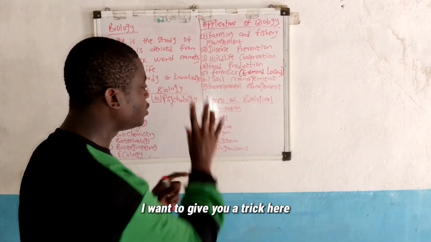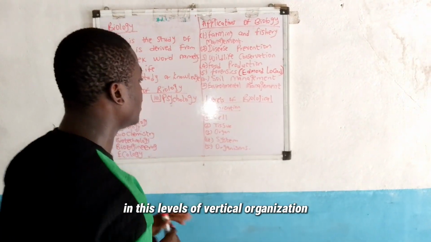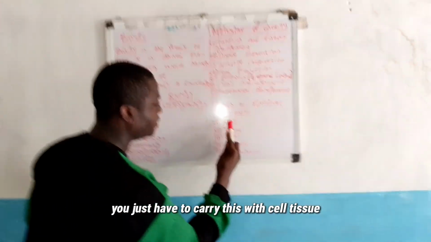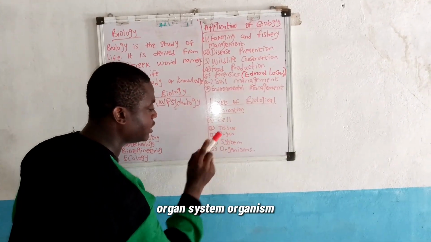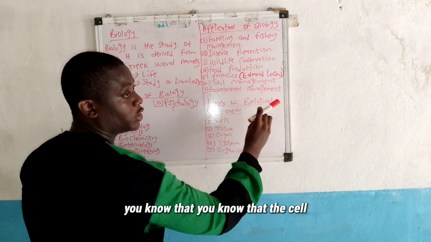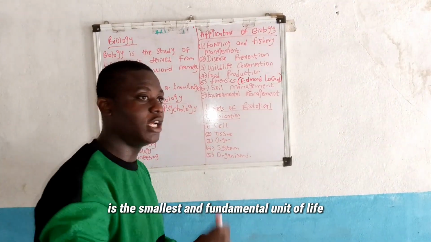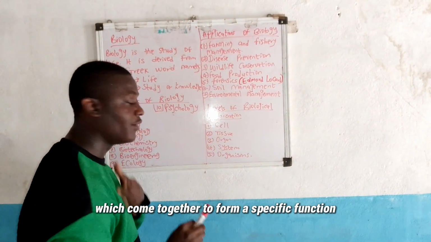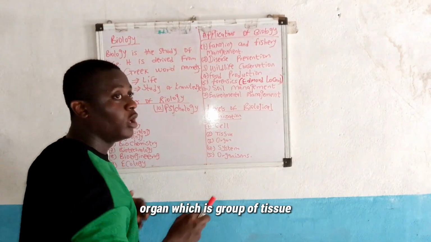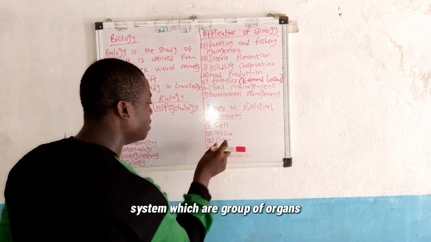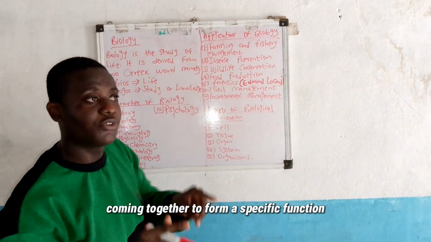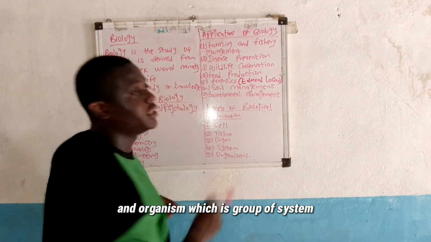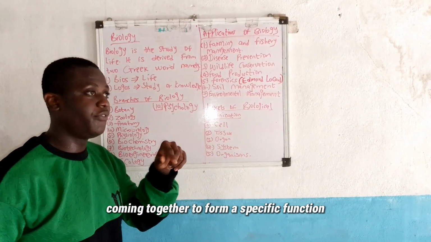Are you with me? Now I want to give you a trick here in these levels of biological organization, because these are the main 5 levels of biological organization. You just have to plan it this way: cell, tissue, organ, system, organism. You note that the cell is the smallest and fundamental unit of life. Tissue, which is group of cells which come together to form a specific function. Organ, which is group of tissue coming together to form a specific function. System, which are group of organs coming together to form a specific function. And organism, which is group of systems coming together to form a specific function.